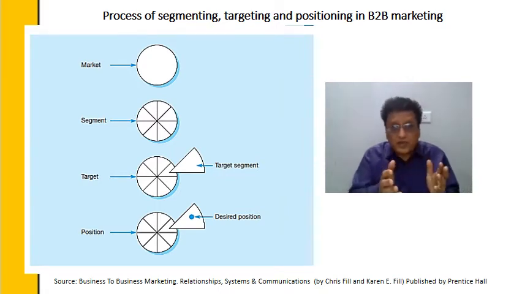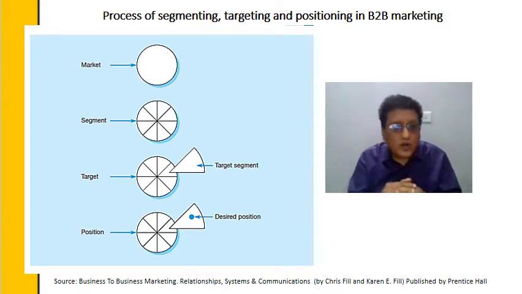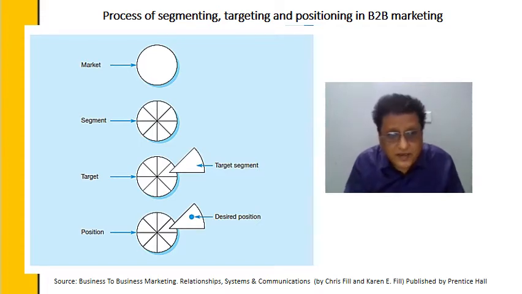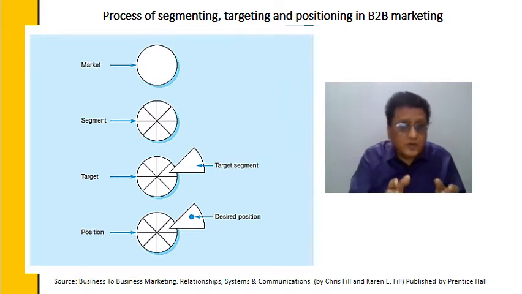So this completes segmentation, targeting and positioning. This diagram I have taken from a book called Business to Business Marketing, Relationships, Systems and Communication by Charles Phil and Karen Phil. It's published by Prentice Hall. Let's move further.